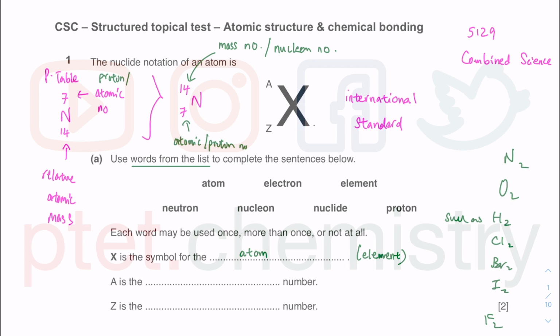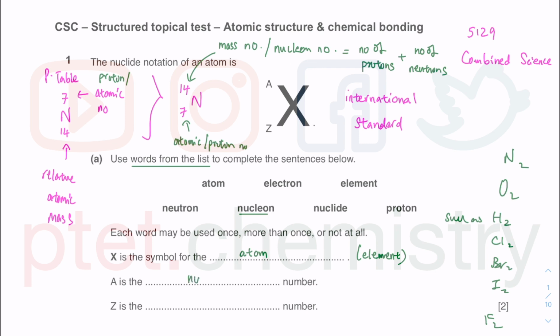Alright, so A, which is the number on top there, actually represents mass number or nucleon number. There's no mass number given in the list here, but there is nucleon. The most common mistake students make is they just put down neutron number, but nucleon number is the correct answer because it's the total number of particles in the nucleus, which is equal to the number of protons plus the number of neutrons. Some students know what it means, but when they write it down, somehow their brain tells them it's neutron instead of nucleon. Nucleon refers to both the protons and the neutrons, the total number of particles in the nucleus of an atom.